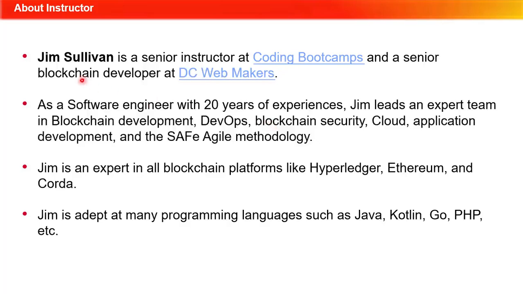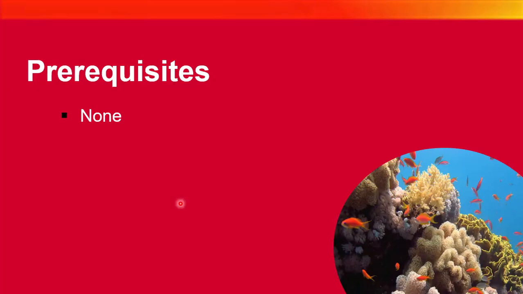A little bit about myself. My name is Jim Sullivan. I am a senior instructor at coding boot camps and also a blockchain developer at DC Webmakers. As a software engineer, I've worked with blockchain development, DevOps, blockchain security, cloud, application development, and the safe, agile methodology. The blockchain platforms I've worked with are Hyperledger, Ethereum, and Corda. And I am also a programmer, and some of my skills span Java, Kotlin, Go, PHP, and .NET.